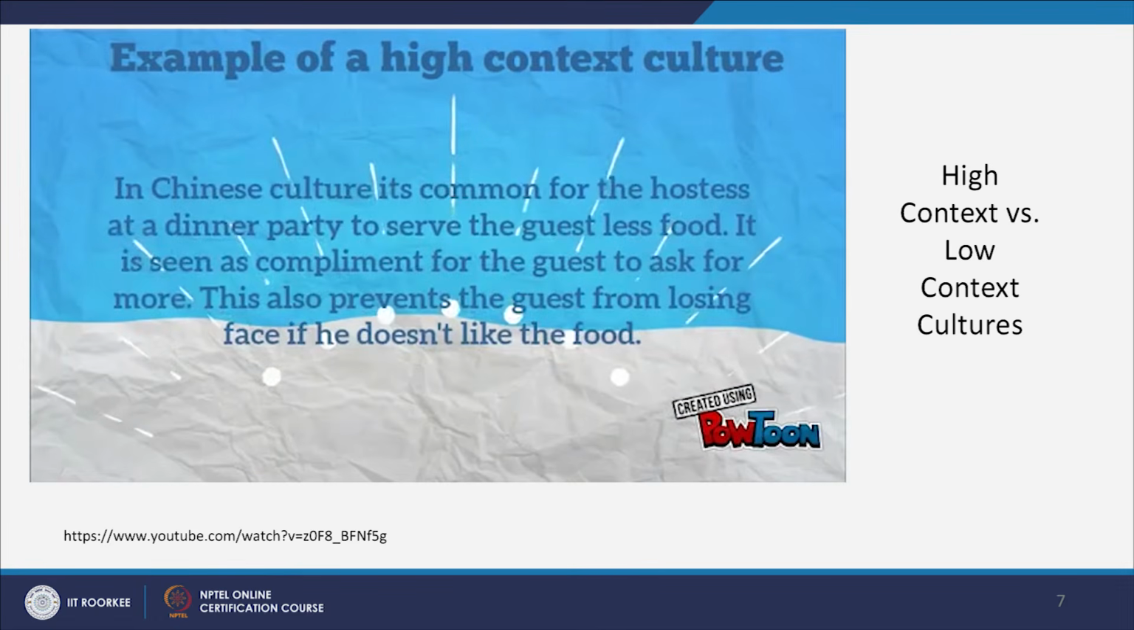Here's an example of a high context culture. In Chinese culture, it's common for the hostess at a dinner party to serve the guests less food. It is seen as a compliment for the guest to ask for more. This also prevents the guest from losing face if he doesn't like the food.